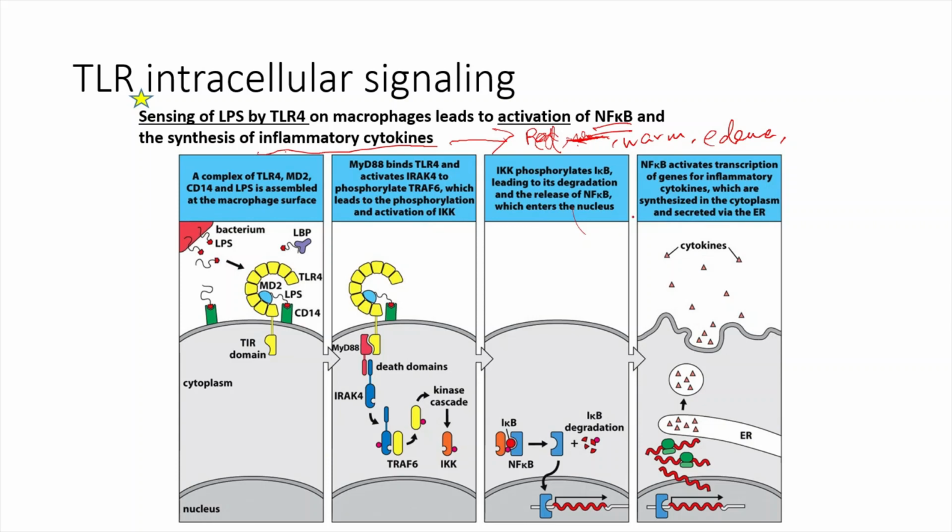Alright, so that is the end result. Now, inside there are a lot of complex signaling cascades. Basically, these are all kinase cascades. You're not responsible for knowing these details. They're basically performing a series of phosphorylation reactions that lead to those activations. Just remember, sensing of LPS by toll-like receptor leads to activation of NF-kappa B and synthesizing inflammatory cytokines.